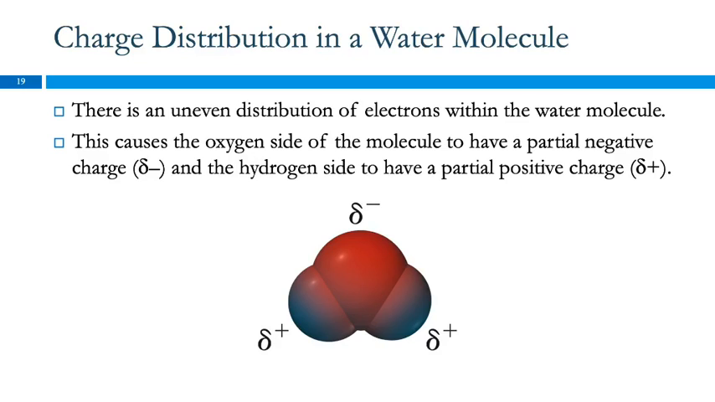So on a water molecule, there's an uneven distribution of electrons. Now, we talked about oxygen and hydrogen are both nonmetals, and so when they form the compound water, they do that by sharing electrons, right? They don't make ions like sodium and chloride do. They share the electrons. Well, the thing is, when you share something, you don't necessarily have to share it equally.